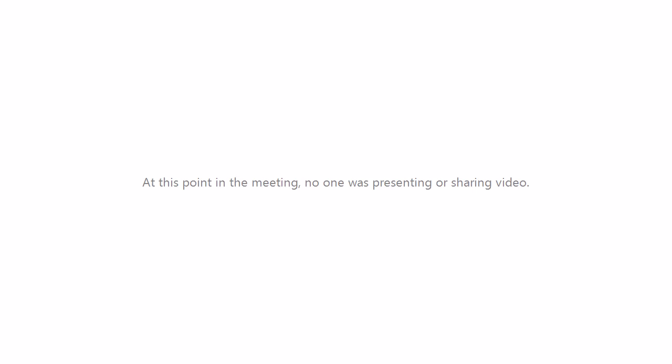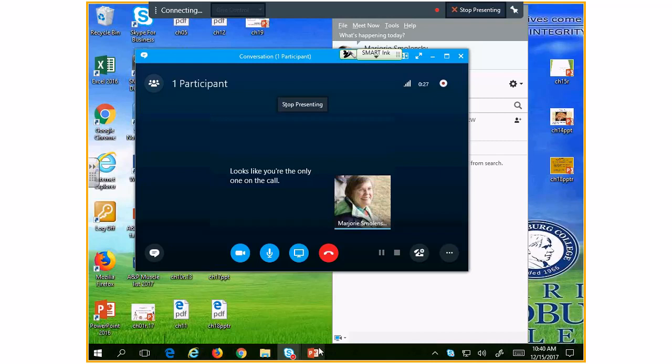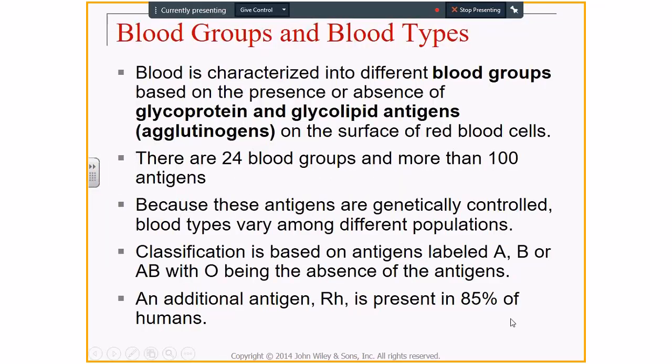Okay, you guys, we are finishing up chapter 19, and we are finishing out talking about blood groups and blood types.